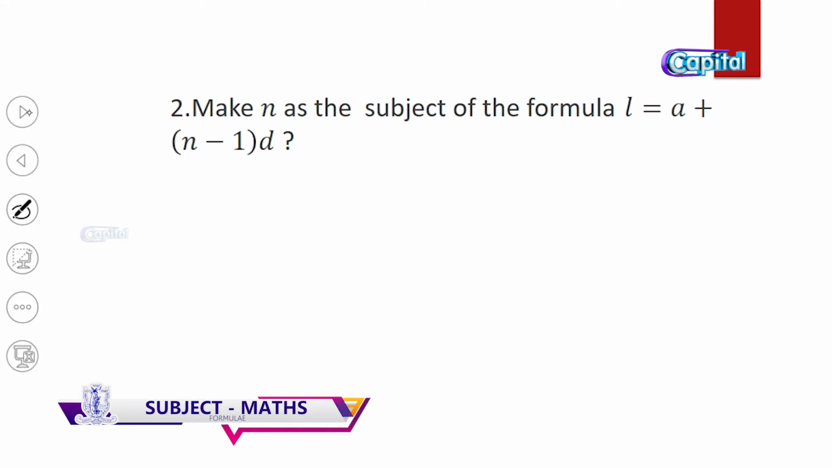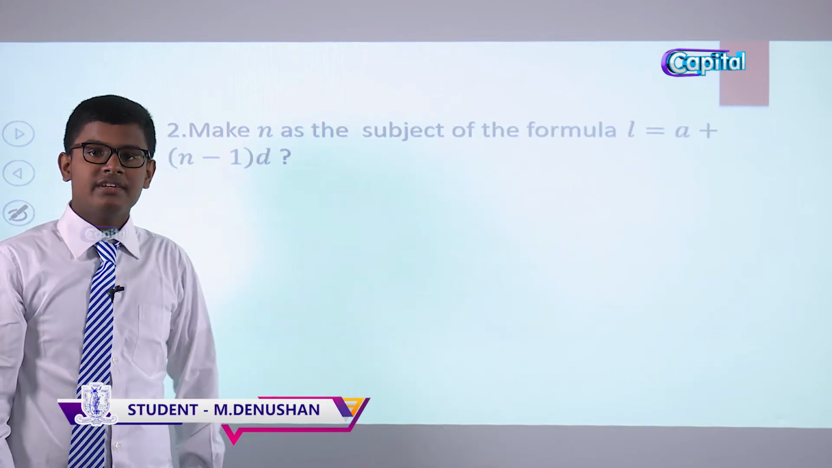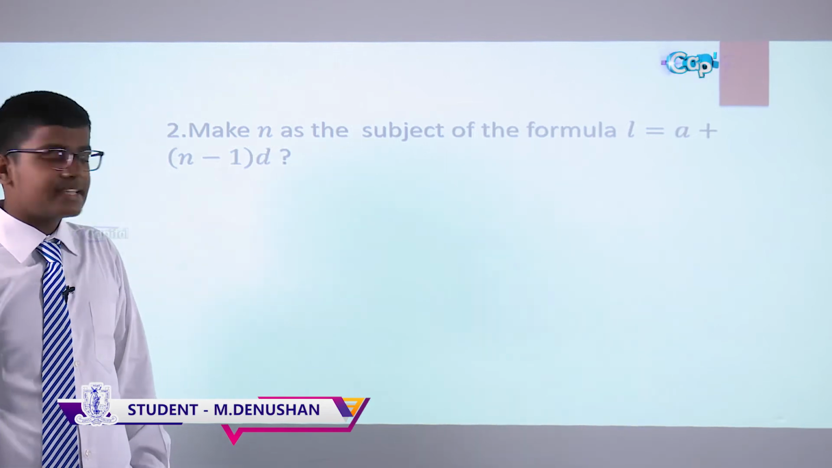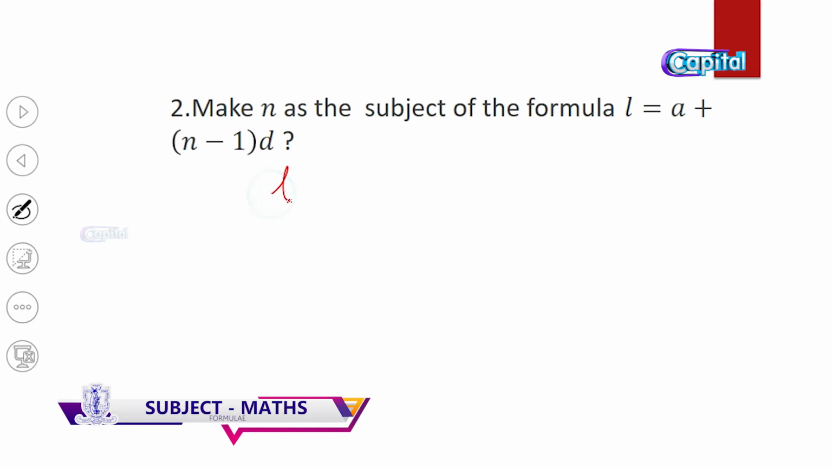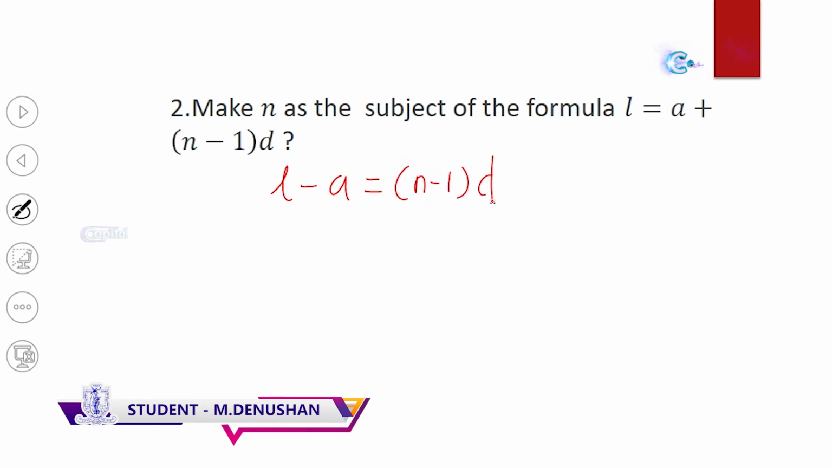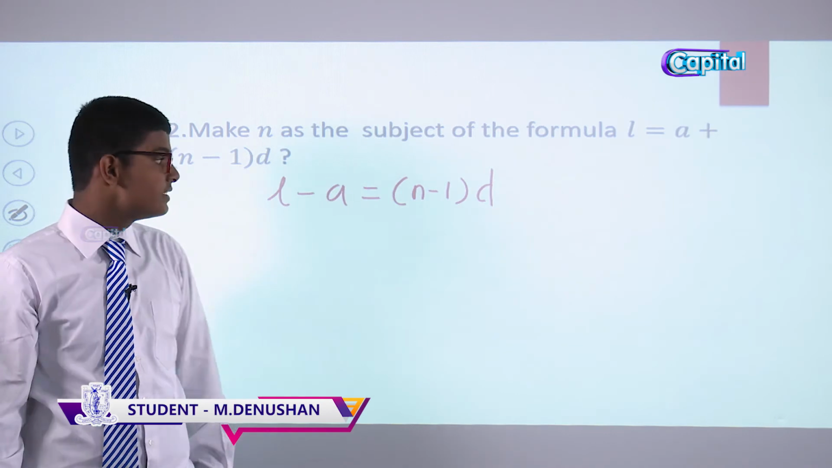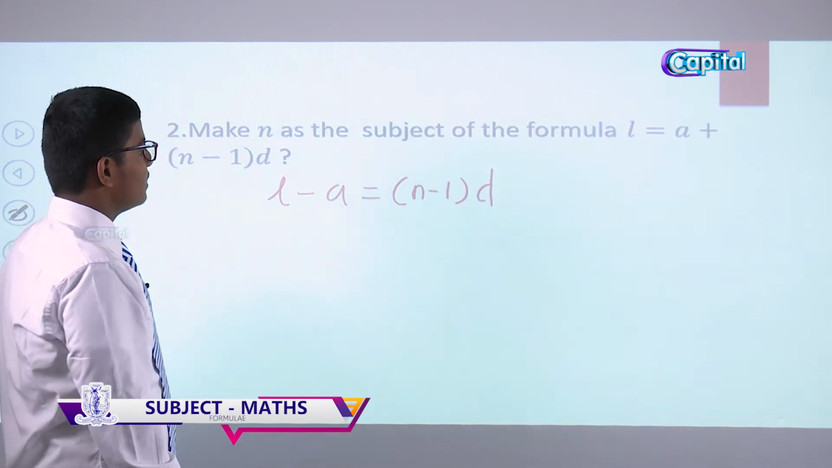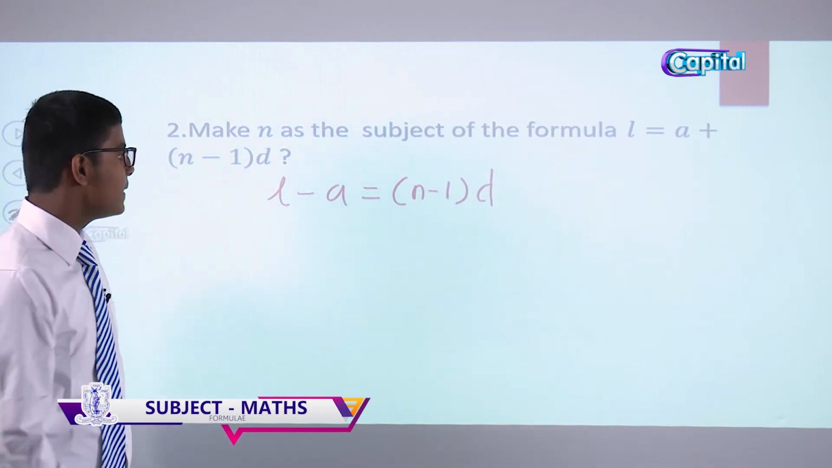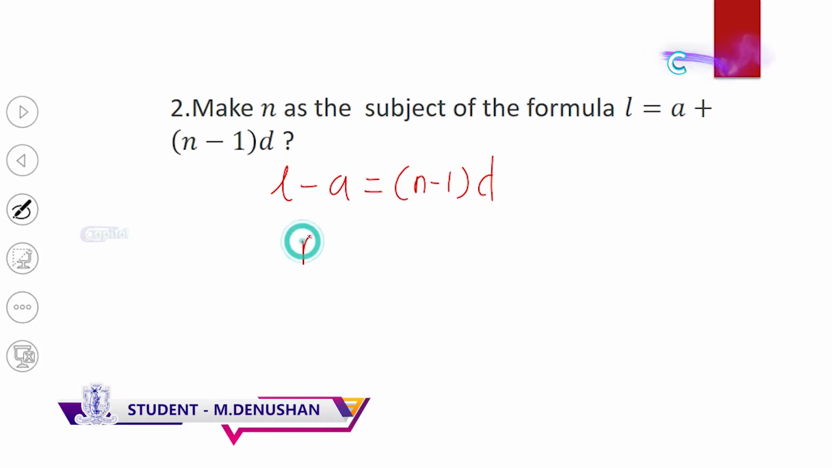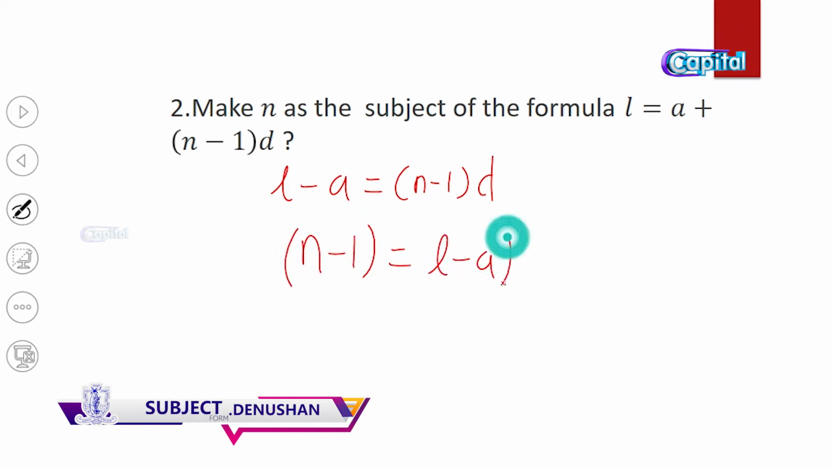In the formula l is equal to a plus n minus 1 into d, we have to make n the subject. For that we have to subtract a from both sides. By that we obtain n minus 1 into d as the subject. And then we have to divide by d on both sides to make n minus 1 the subject of the formula. By simplifying, we obtain that n minus 1 is equal to l minus a over d.